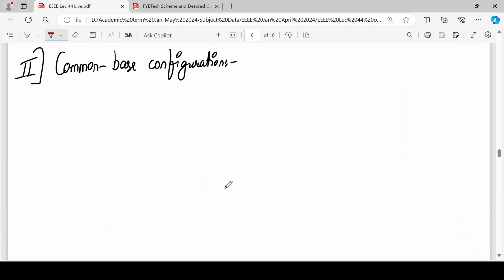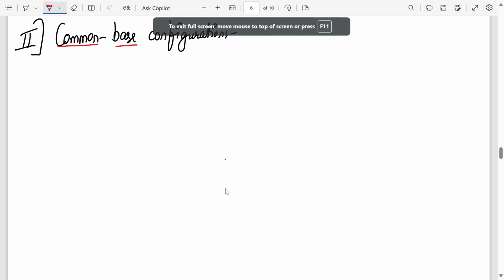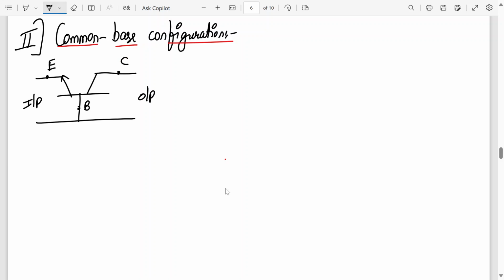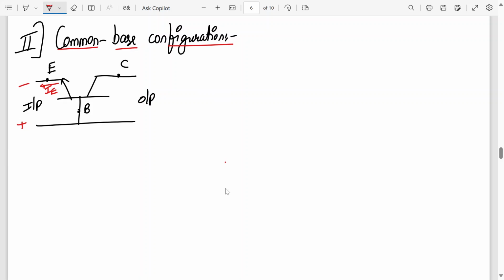Okay, now we go to the common base configuration. Conceptually, let's do the common base configuration first, and then at the end I'll show you the actual graph. So this is the emitter, this is the collector, and this is the base, the common base configuration, right? This is my input. That's my output. And here I have input current in the form of IE, correct? So here will be IE. The input voltage will be VB, right? So here it will be VB.